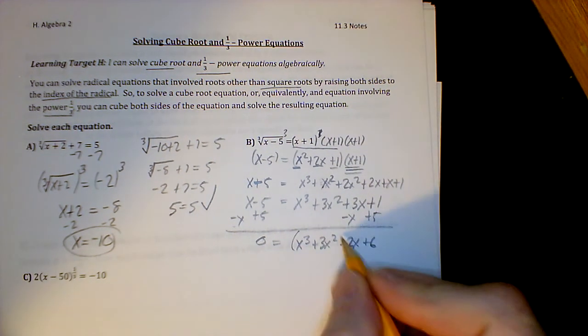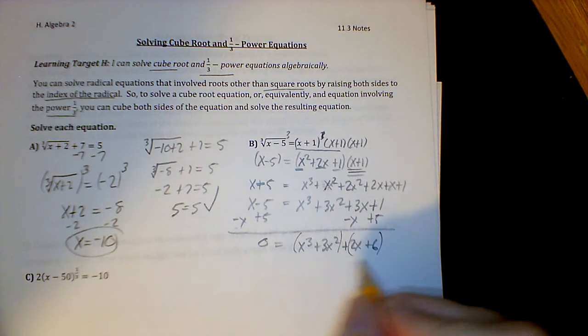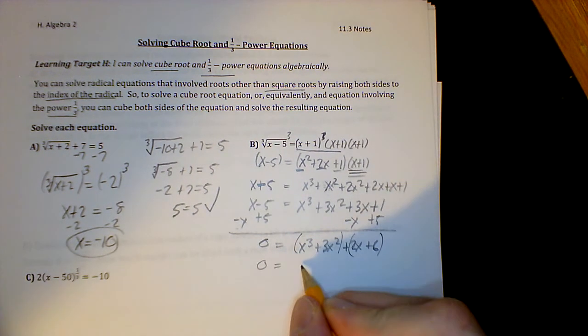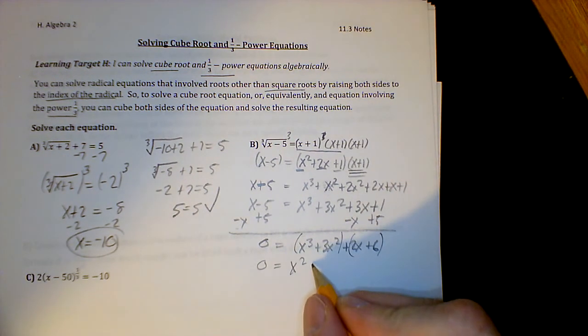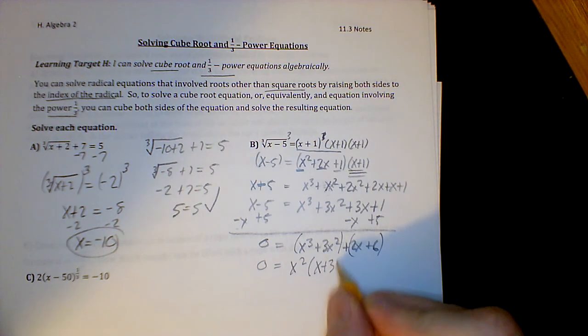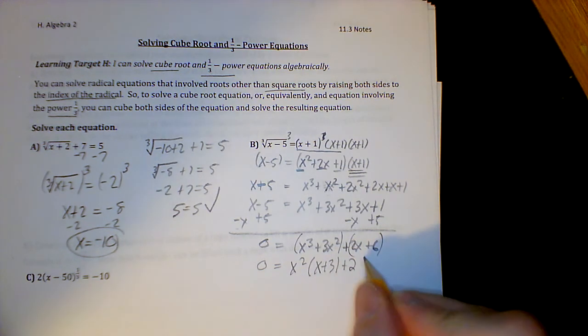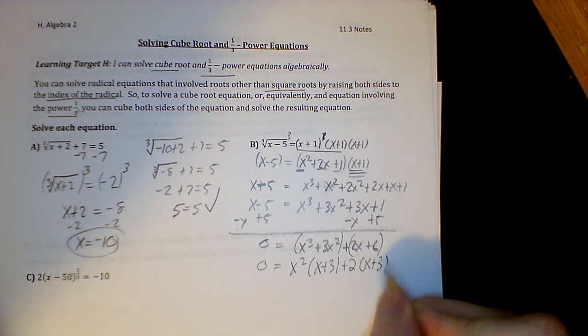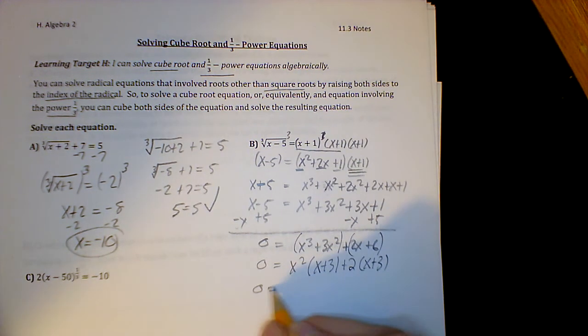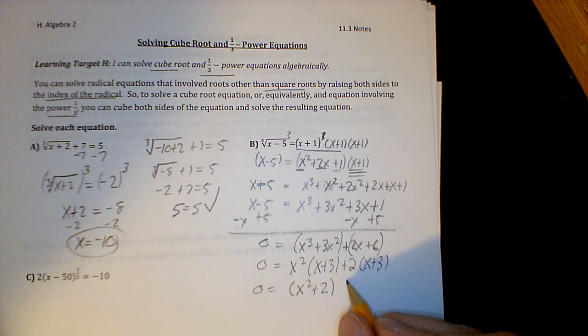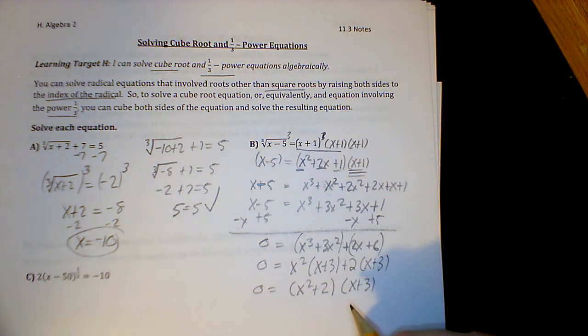It looks like if I do this, I can factor by grouping. Looks like if I bring an x squared out here, I get, what do we got? X plus 3. If I bring out a 2 here, I get x plus 3. And then I've got, what do we get? X squared plus 2, and then x plus 3. And let's keep going here.